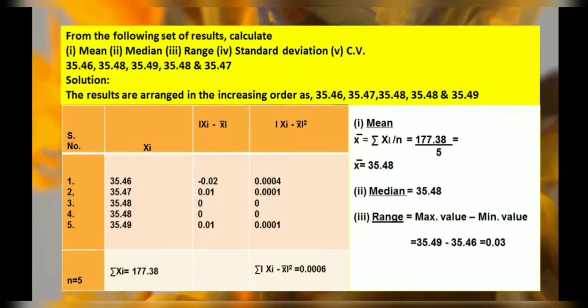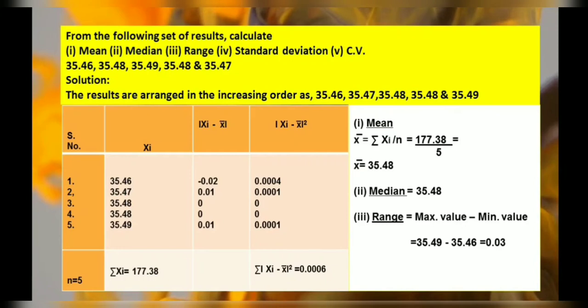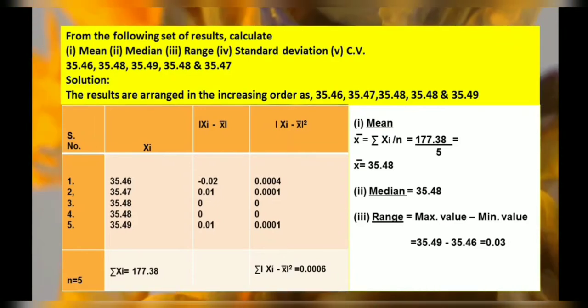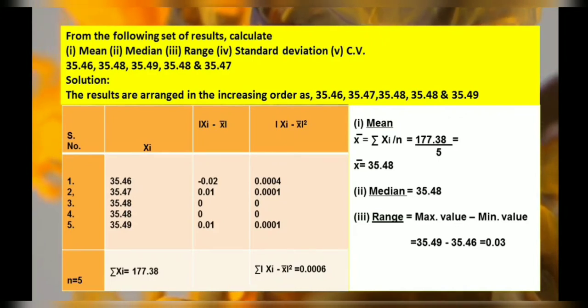Are you ready to try this problem with our standard formulas? You have to calculate mean, median, range, standard deviation and CV for this data. First, arrange it in increasing order, then draw a table like this. The first column is for serial number, second xi, third xi minus x bar, and the fourth is for (xi minus x bar) whole square. So the total number of individuals in this case is n equal to 5.